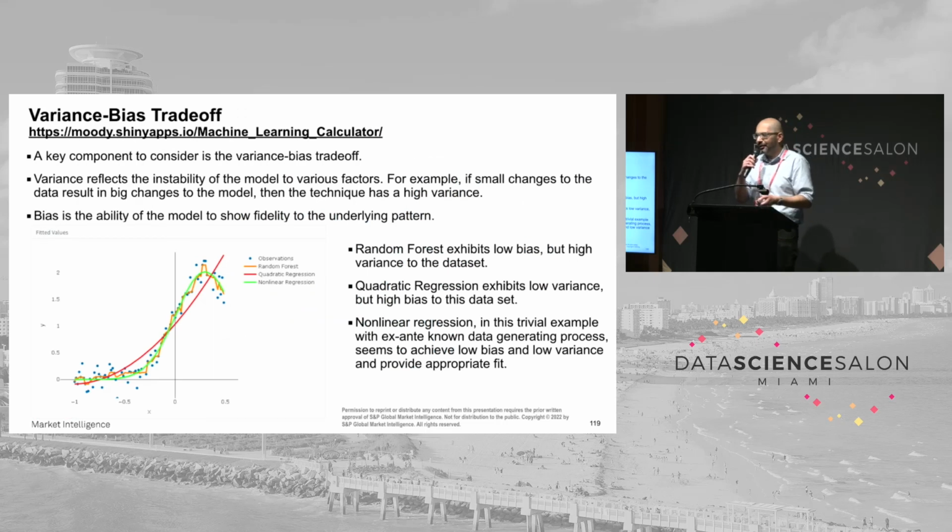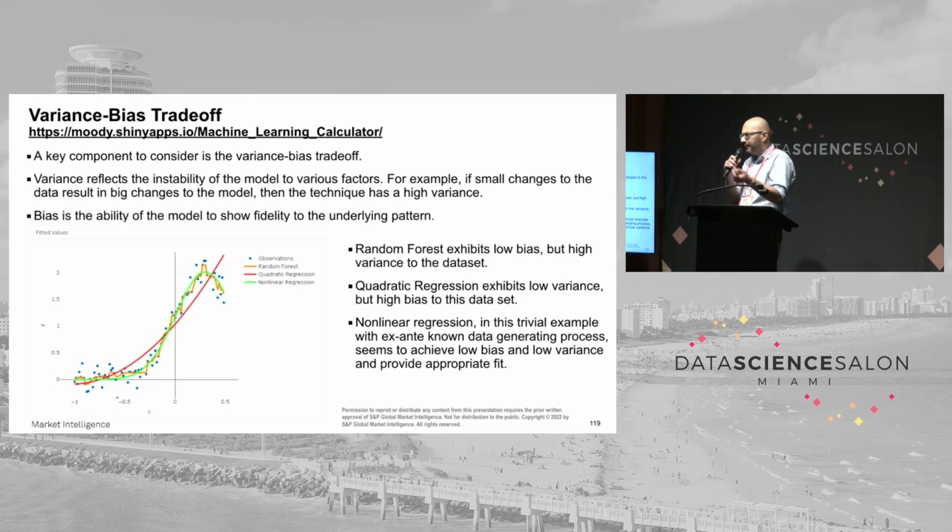One of the very common themes is figuring out the bias-variance trade-off. It's a different transformation of overfitting and underfitting, right? Bias is really trying to capture the fidelity in the underlying pattern, and variance is how sensitive your model is to very small perturbations in the data. And I have a little shiny app. You guys can play with it.